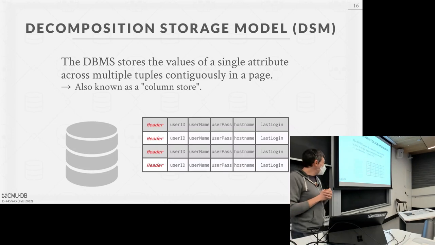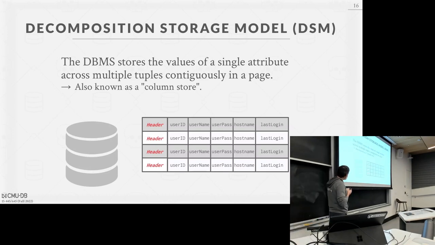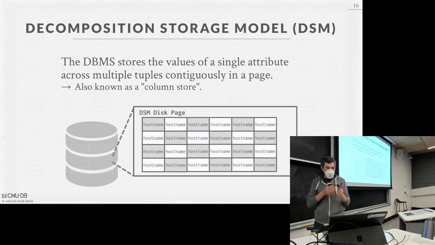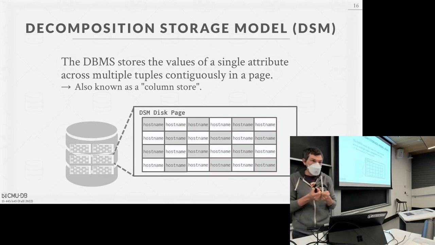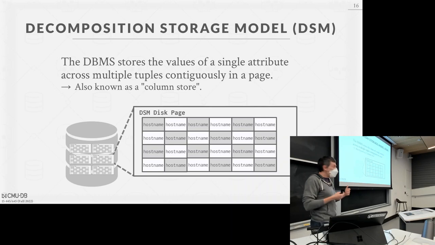Right, so if we go back here, this is the row store approach, where the data is stored contiguously one after another. Say we now break it up into columns across multiple attributes, and then we store the values within that single column one after another. So now within a single page, in my example here, I only contain the values for the hostname field. Yes?